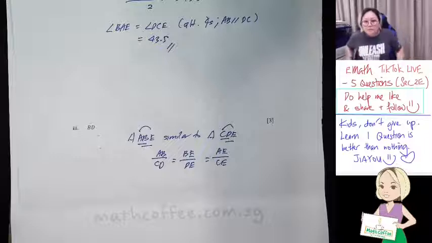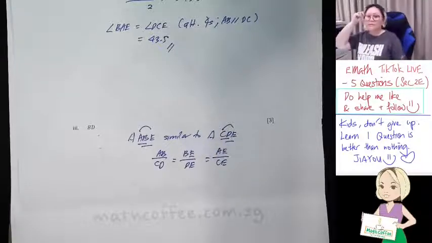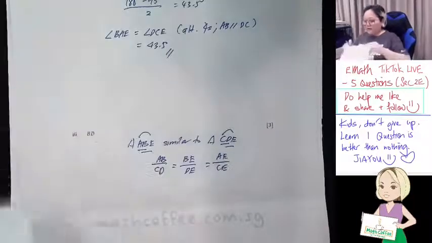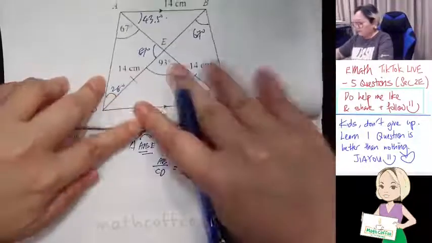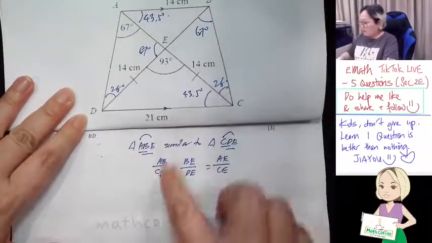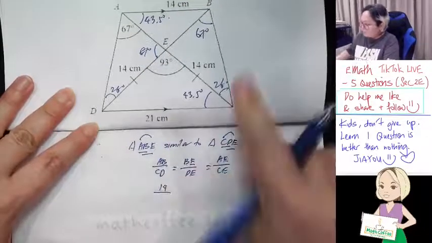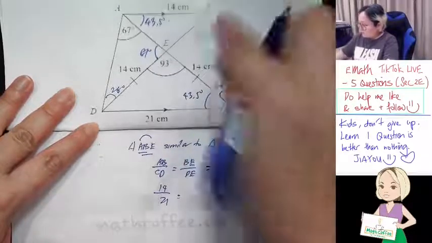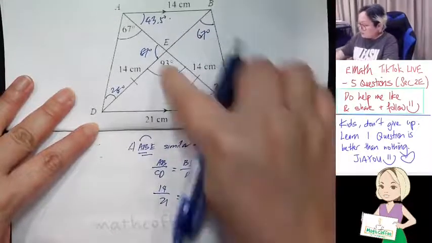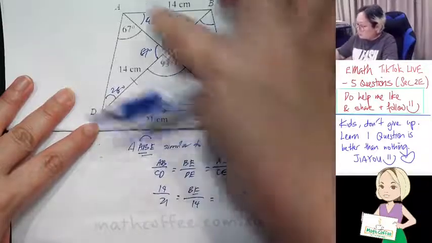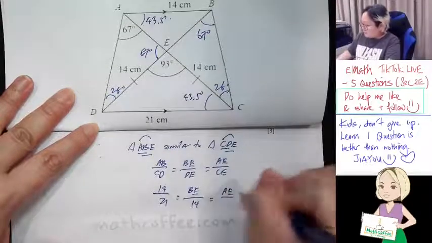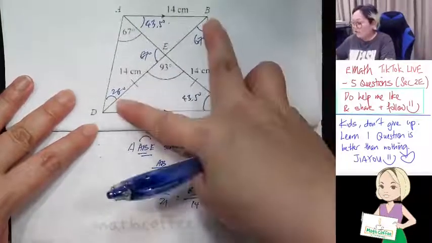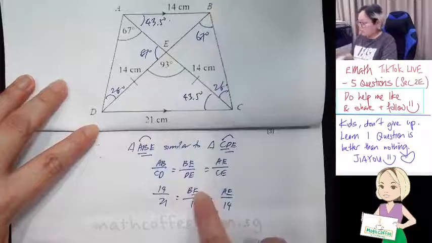Then next you fill in the blanks. See what you have. I have another diagram here, so it's easier for you to see. Now AB I have put in the blank: 14. CD I have 21. BE I don't have, leave it alone. DE I have 14. AE I don't have, leave it. CE I have 14. You want BD, so actually you are interested to find BE.